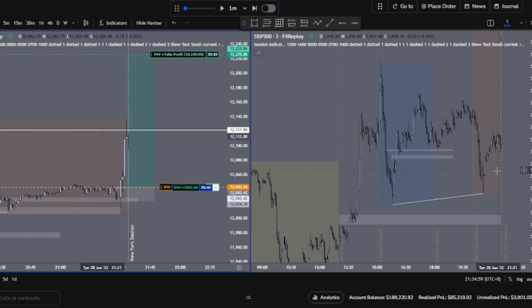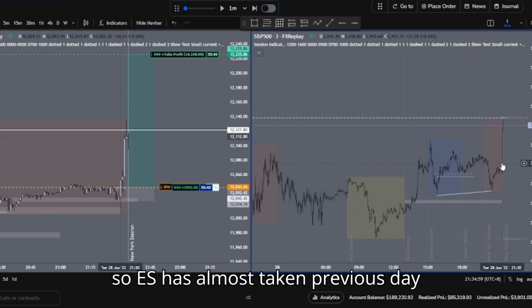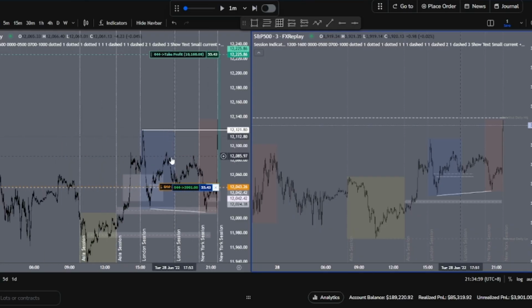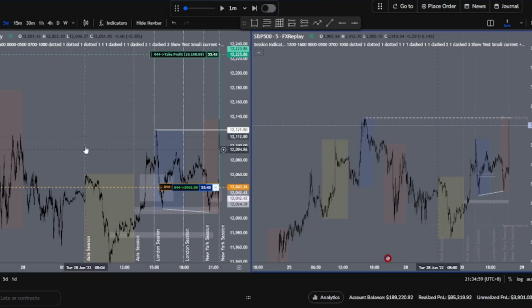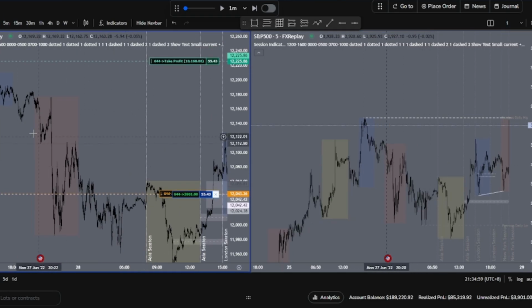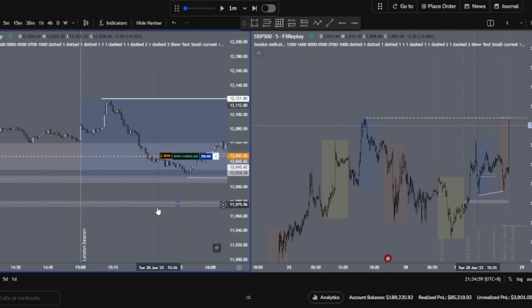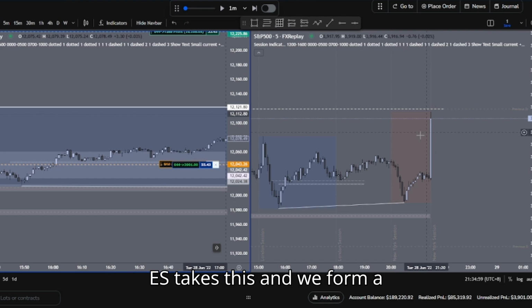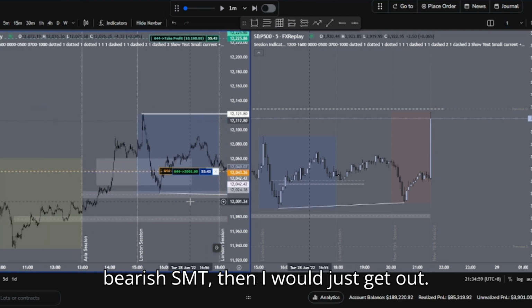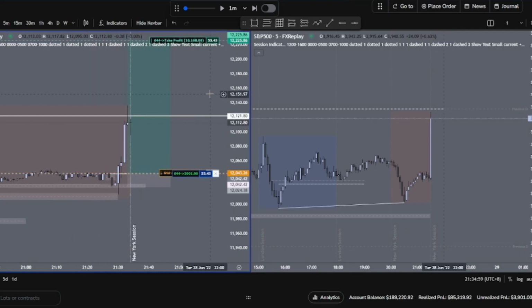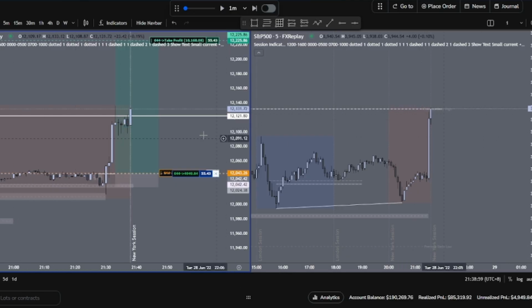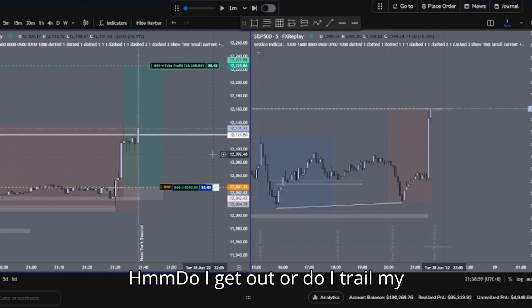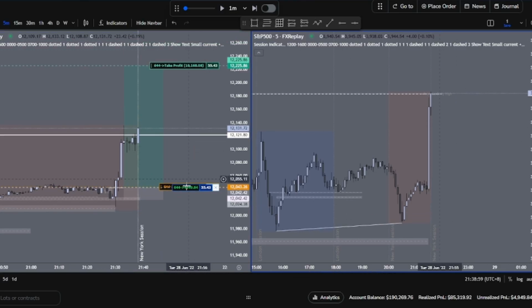Okay. So ES has almost taken previous day highs, right? But for me, it's all the way here on NQ. So that is something to watch out for. If ES takes this and we form a bearish SMT, then I would just get out. ES has taken it. Do I get out or do I trail my stop? I think I'll trail my stop to there.